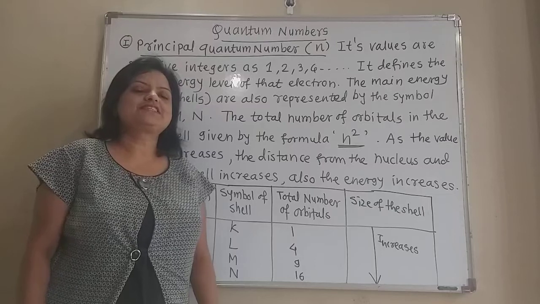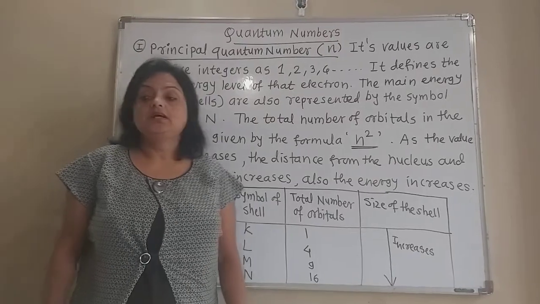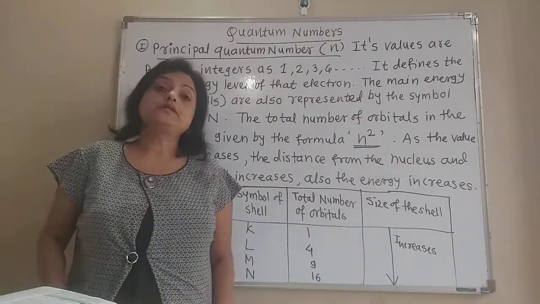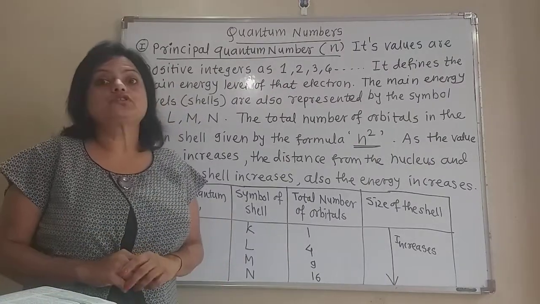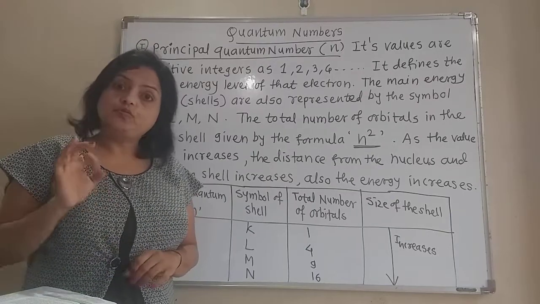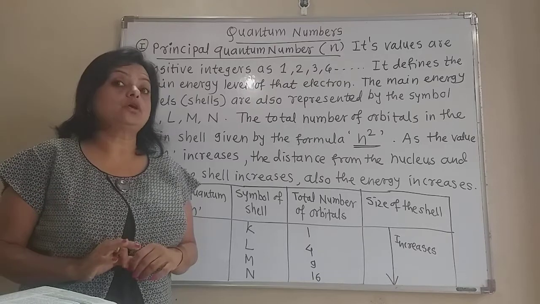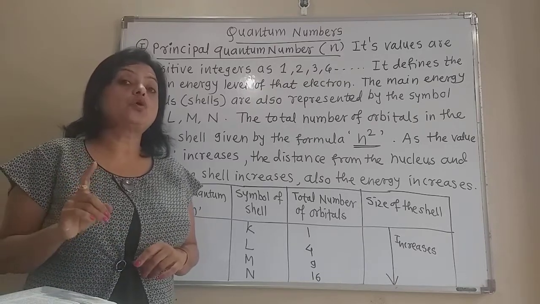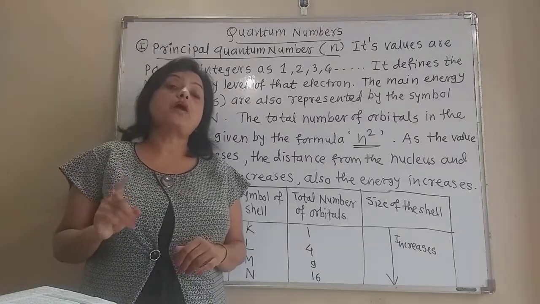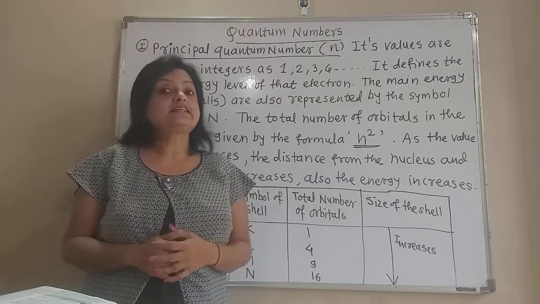Good morning, students. Today we have seen the quantum numbers. Now, what are these quantum numbers? Quantum numbers are numbers which exactly tell us the position or the location of the electron which is revolving around the nucleus in the different circular paths.